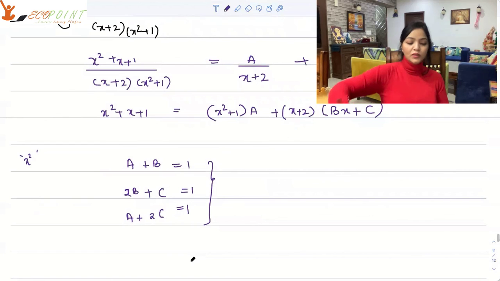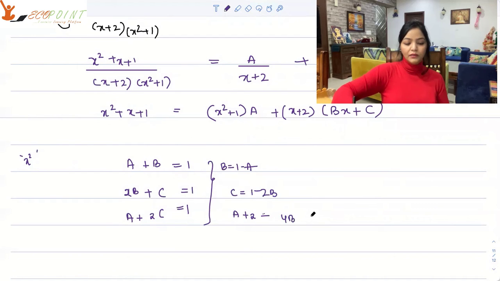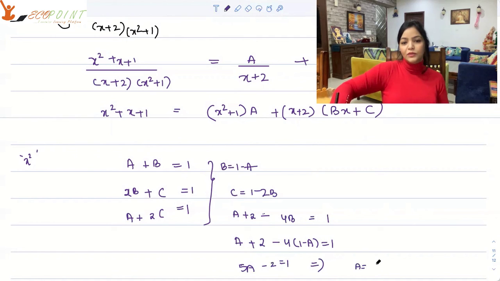So you have this information. With this, you can easily solve. So you have that b is equal to 1 minus a, and c is equal to 1 minus 2b. So let's put everything together here. a plus 2 minus 4b is equal to 1. So a plus 2 minus 4 times 1 minus a is equal to 1. That means 5a minus 2 is equal to 1. That implies a is equal to 3 by 5.